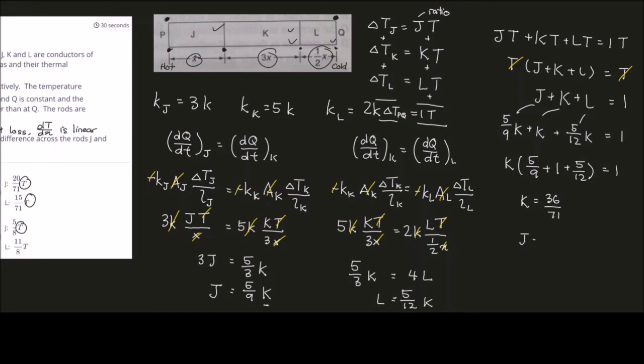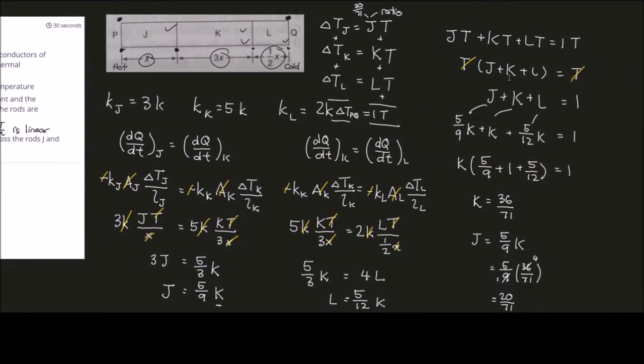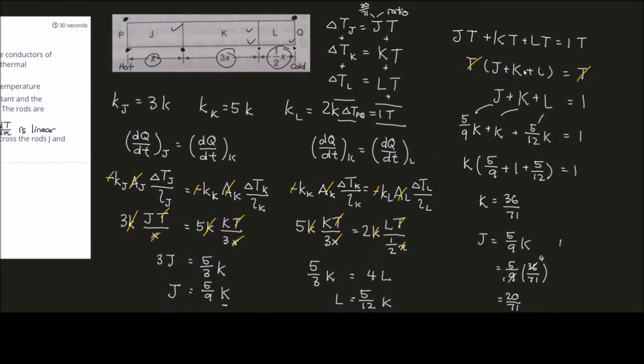So now we can say J is equal to 5 over 9K, which is 5 over 9 times 36 over 71. This will be 1, this will be 4, 5 times 4 is 20, so it's 20 over 71. So this J here is 20 over 71. How about L? Want to find L as well? Because the question is requesting two things, J and L.